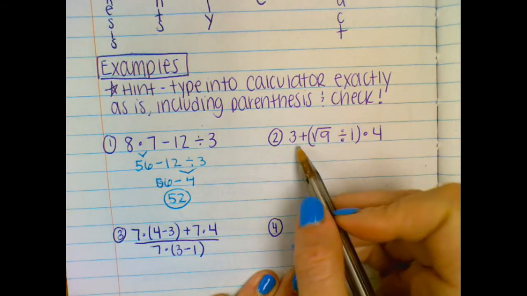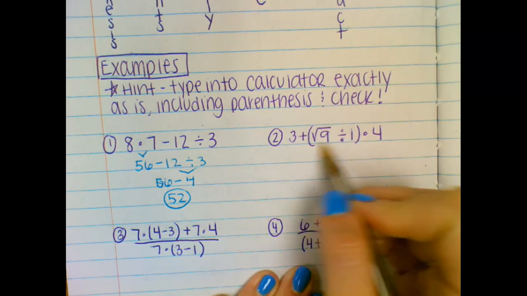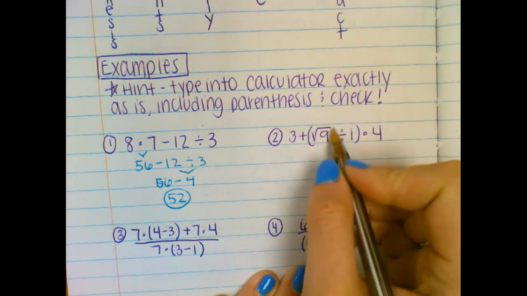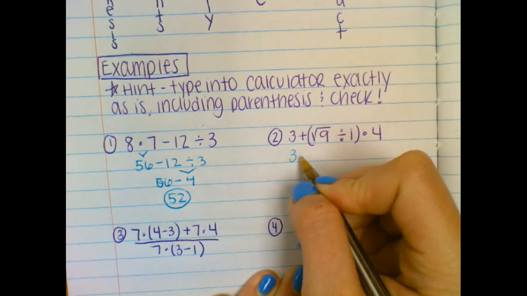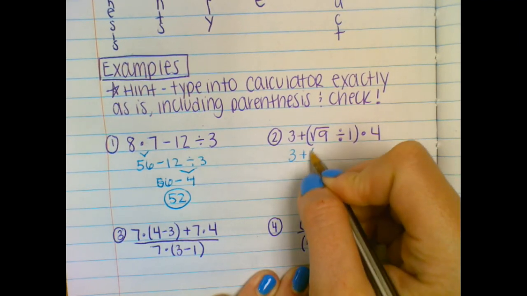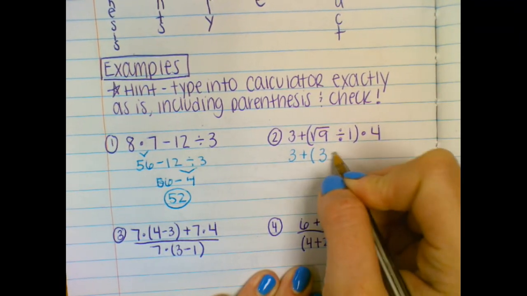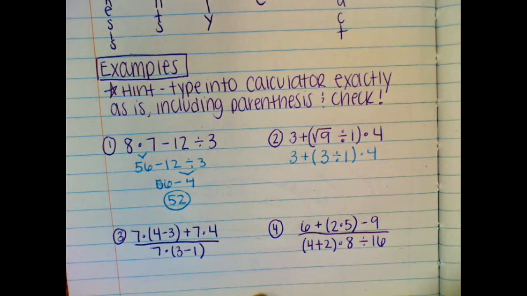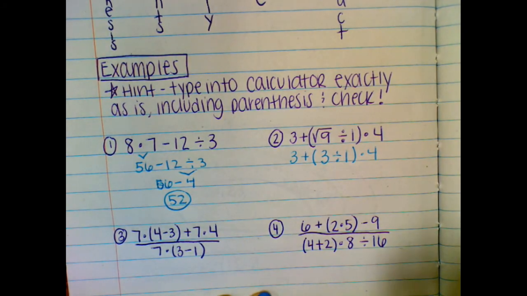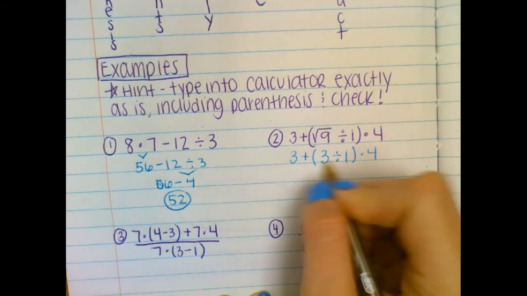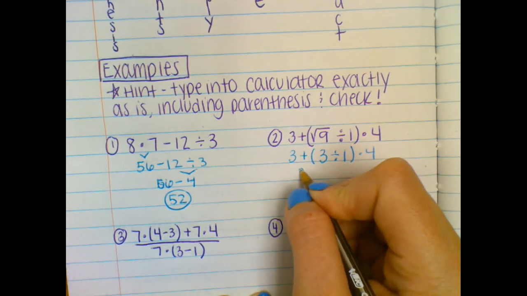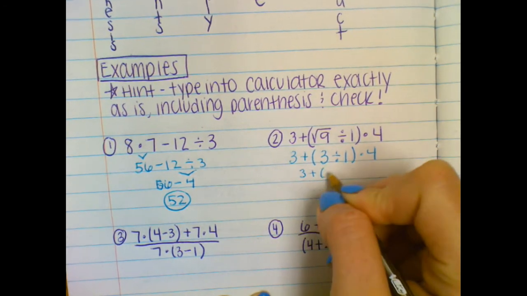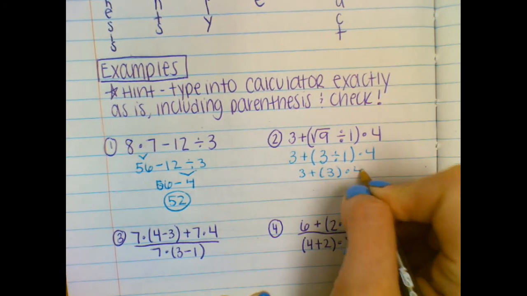We'll work it out first, and then we'll type it in. So I look first, parentheses. Oh, here's my parentheses. Okay, so I have to do this first. So radical, the square root of 9, so I'm going to keep my parentheses, is 3 divided by 1 times 4. So sometimes you're going to need some scratch paper because there's not going to be that much room. So now I have to do my parentheses still. 3 divided by 1 is 3. So this is 3 plus 3 times 4.